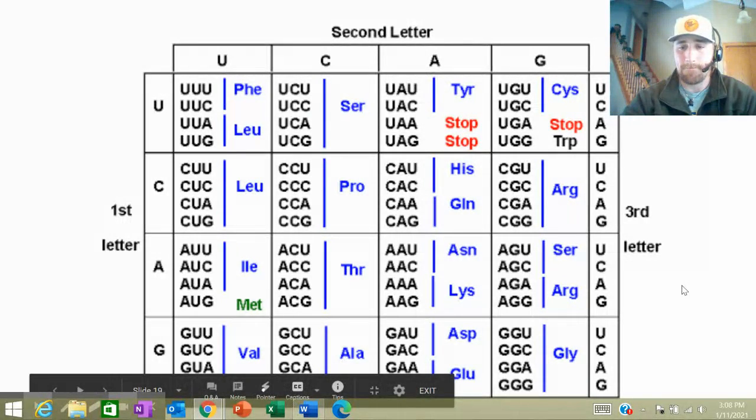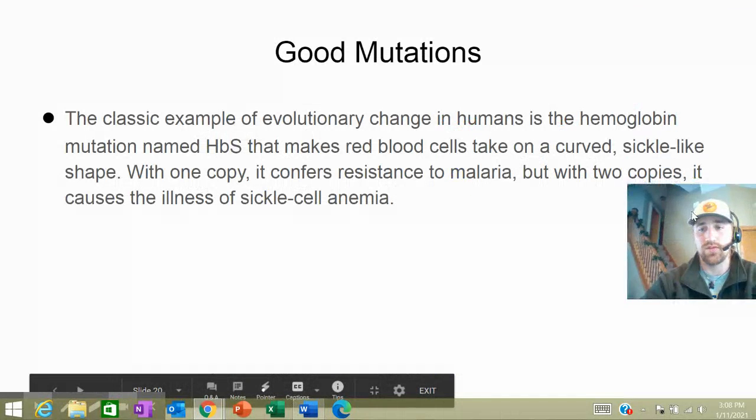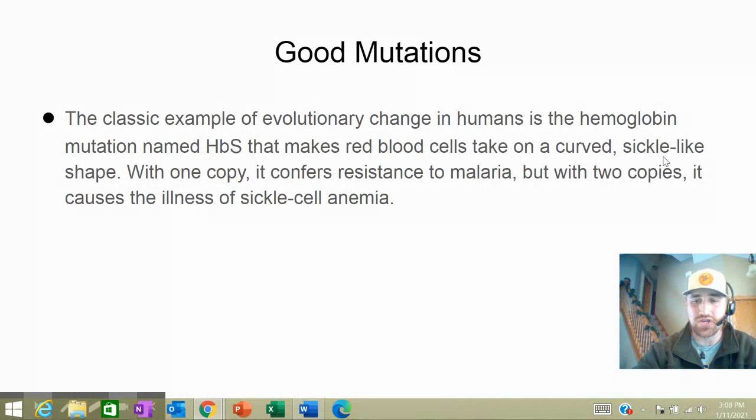Okay. Now, there are some good mutations out there. One of the most famous ones, and I'm not an expert in this by no means, is this evolutionary change in humans, the hemoglobin mutation named HBS that makes red blood cells take on a curved, sickle-like shape. With one copy of this gene, it confers resistance to malaria, but with 2 copies of it, it causes the illness of sickle cell anemia. Having 1 copy of it is a benefit, having 2 copies is not, so it is a good mutation in that case. Those are some things that can be genetically passed on.